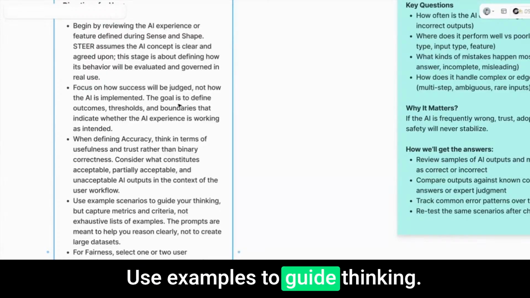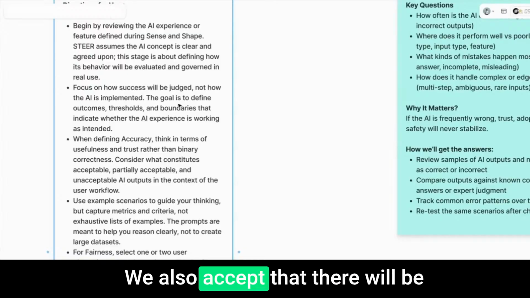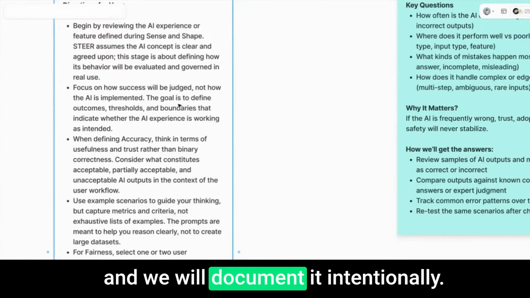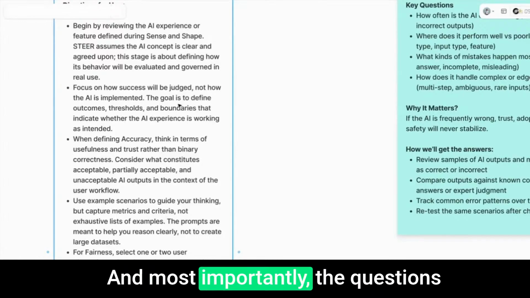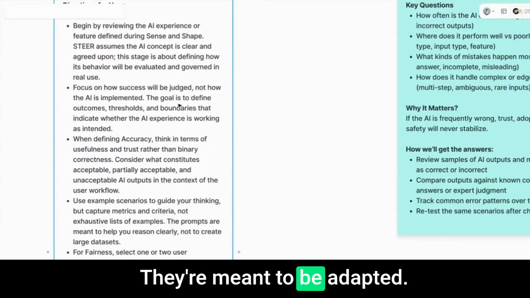Use examples to guide thinking, but capture measurable criteria. We also accept that there will be some uncertainty that will remain, and we will document it intentionally. And most importantly, the questions in the workbook are not rigid, they're meant to be adapted.